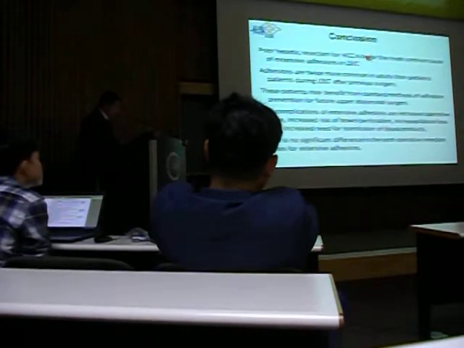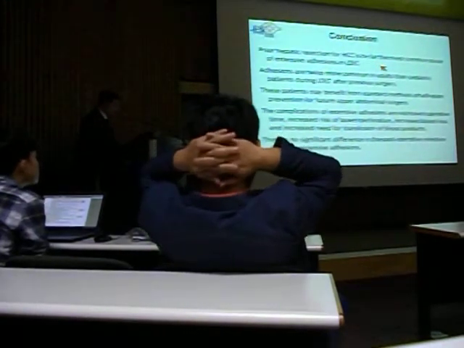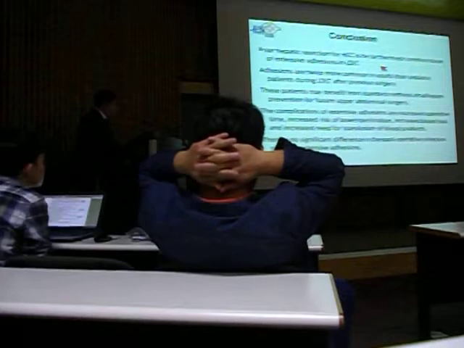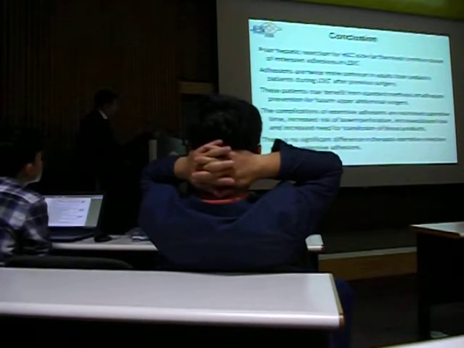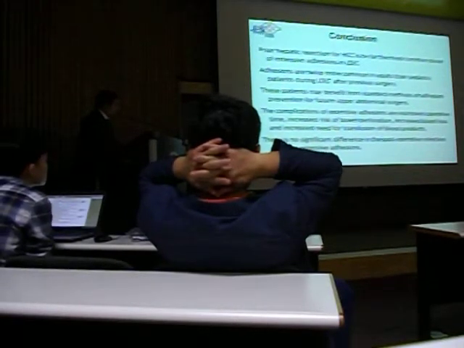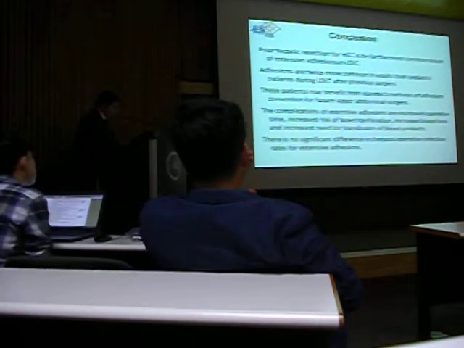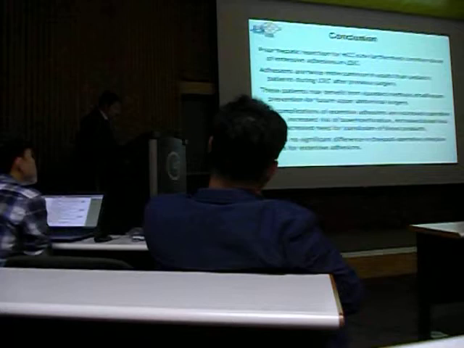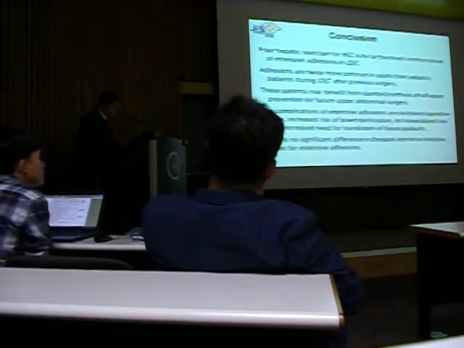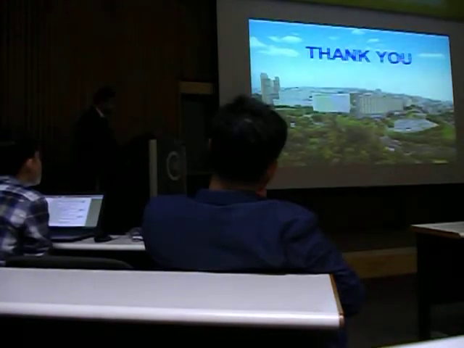And finally, the conclusion was that prior hepatic resection for HCC is by far the most common cause of extensive adhesions in LDLT. Adhesions are twice as common in adults than pediatric patients during LDLT after previous surgery. These patients may benefit from standard methods of adhesion prevention for future upper abdominal surgery or LDLT. The complications of extensive adhesions are increased operative time, increased risk of bowel perforation, increased blood loss, and increased need for transfusion of blood products. There is no significant difference in the post-operative infection rates for extensive adhesions. References. Thank you.